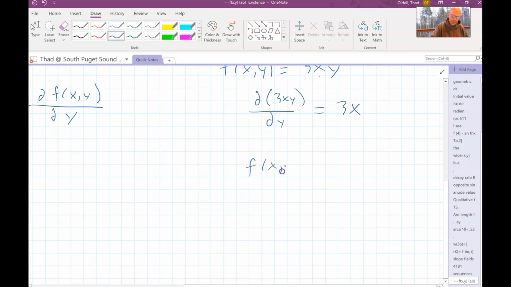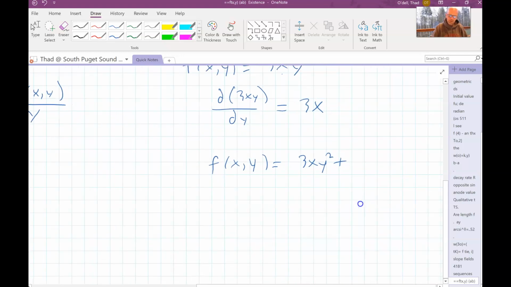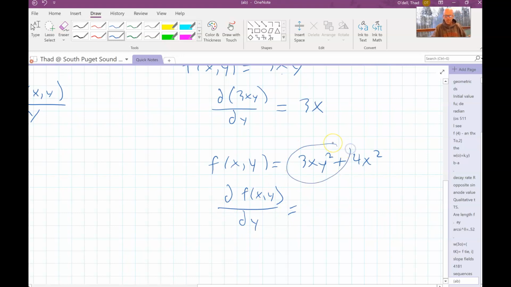Let's look at another example. Let's say f of x comma y is equal to 3xy squared plus 4x squared. Taking the partial derivative with respect to y, the first term is just a power rule: 2 times 3x is 6x, times y to the first power. The derivative of the second part, 4x squared, is 0, because we're holding x constant. So the derivative of this expression is just 6xy. That's a quick crash course on partial derivatives.